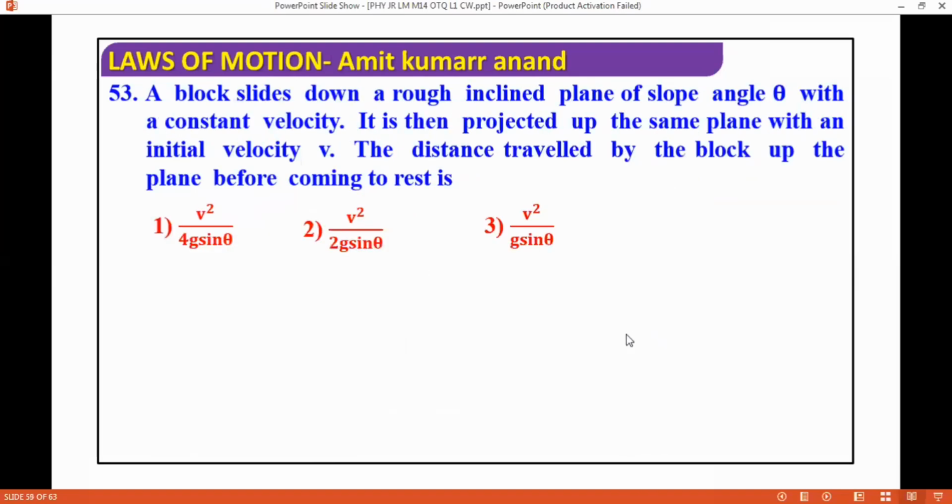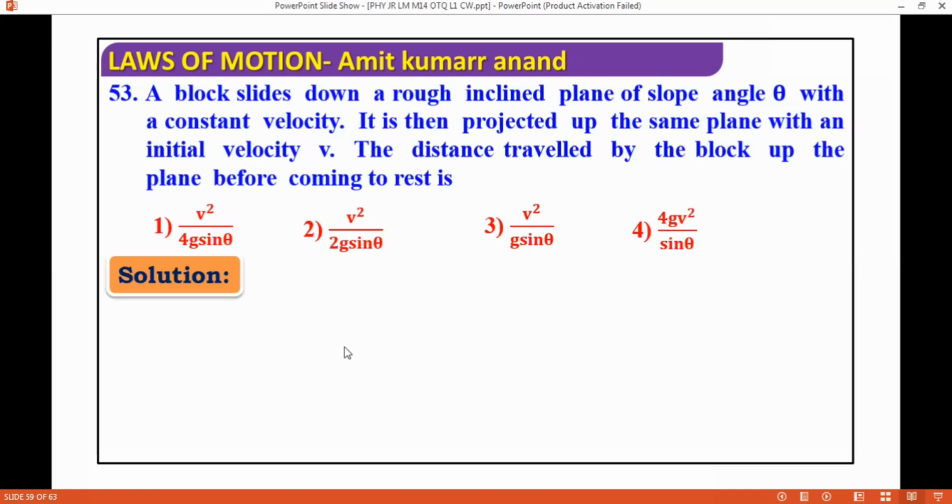A block slides down an inclined plane of slope angle θ with constant velocity. It is then projected up the same plane with the same initial velocity. What is the distance the block travels up the plane before coming to rest? Very easy question. Stopping distance I covered; just apply the stopping distance concept.